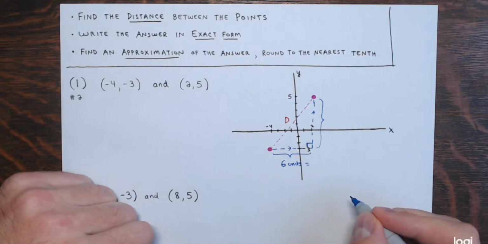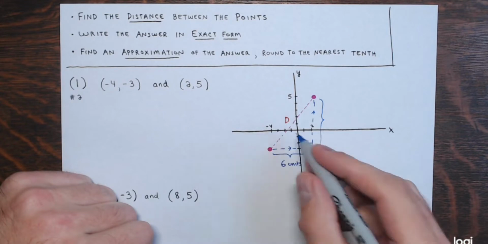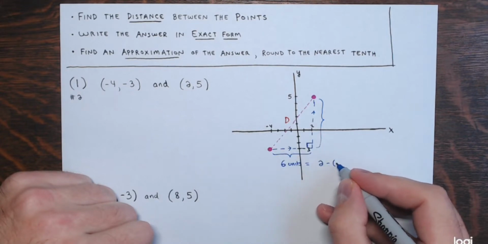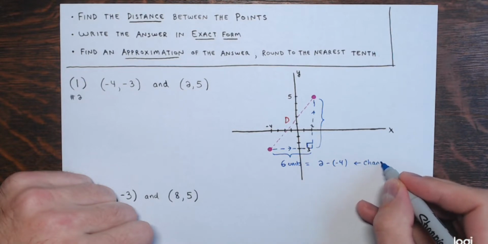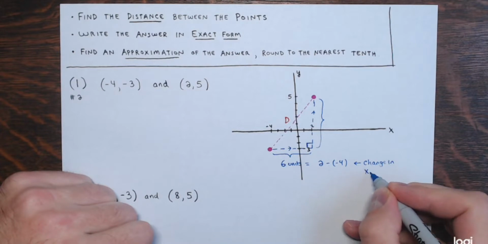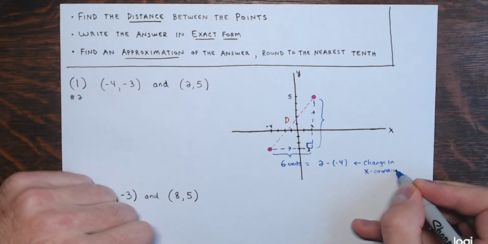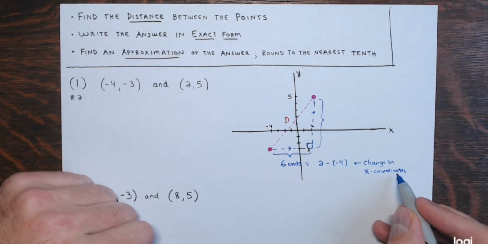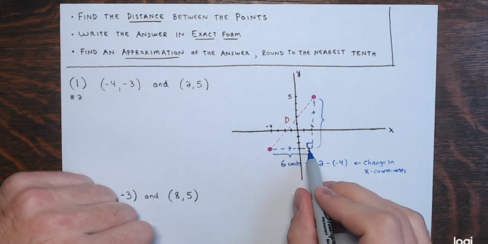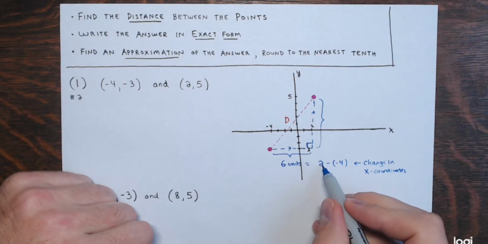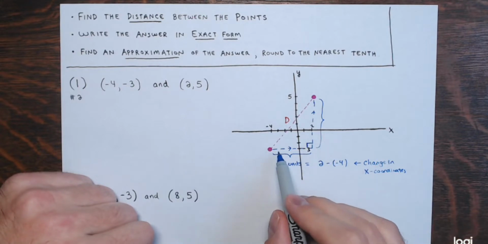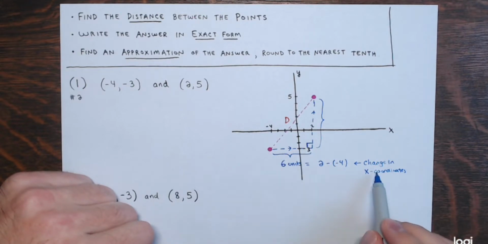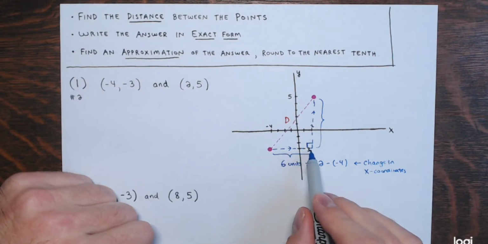Which I could have calculated by taking 2 minus -4. Right? This is just the change in the x-coordinates. The change in the x-coordinates gives me the length. And really, if you did it the other way around, if you did -4 minus 2, just take the absolute value, just make it positive, you'd get +6. The change in the x-coordinates gives you the length of the horizontal leg of the right triangle.